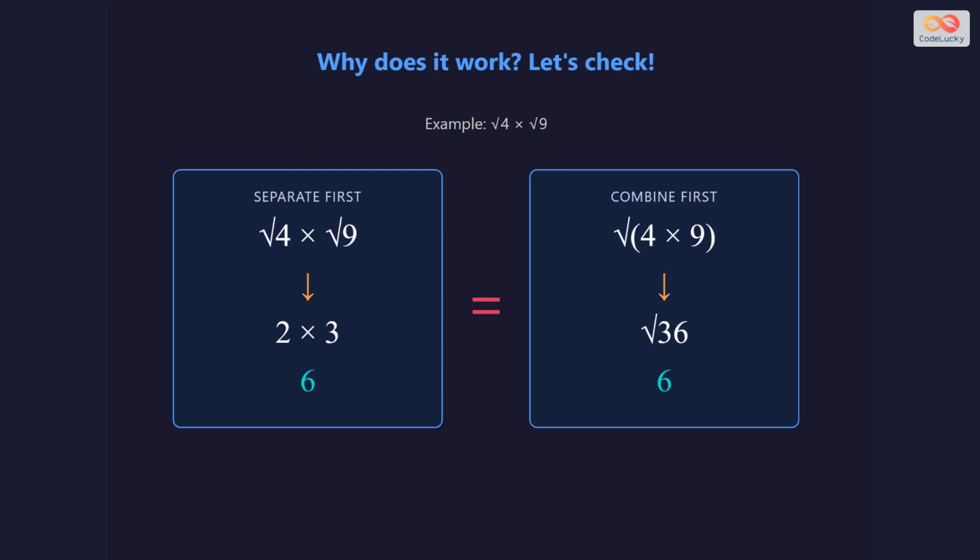Let's prove this works with real numbers. Take the square root of 4 times the square root of 9. If we solve them separately, we get 2 times 3, which is 6. If we combine them first, we get the square root of 36, which is also 6. Both methods give the same answer, so the rule works.